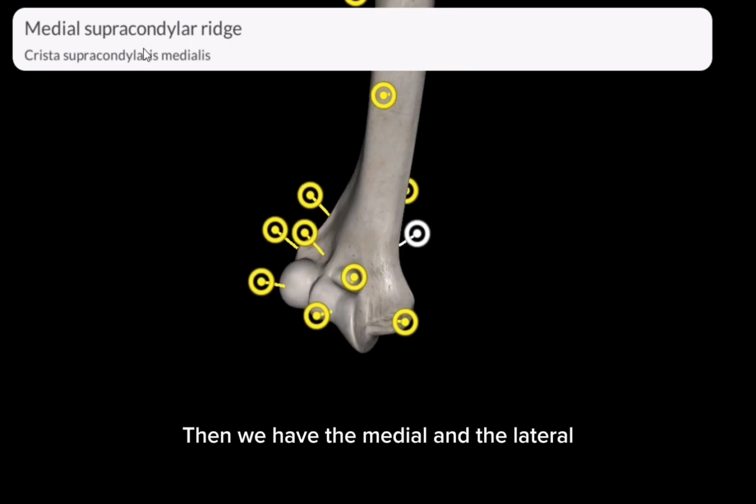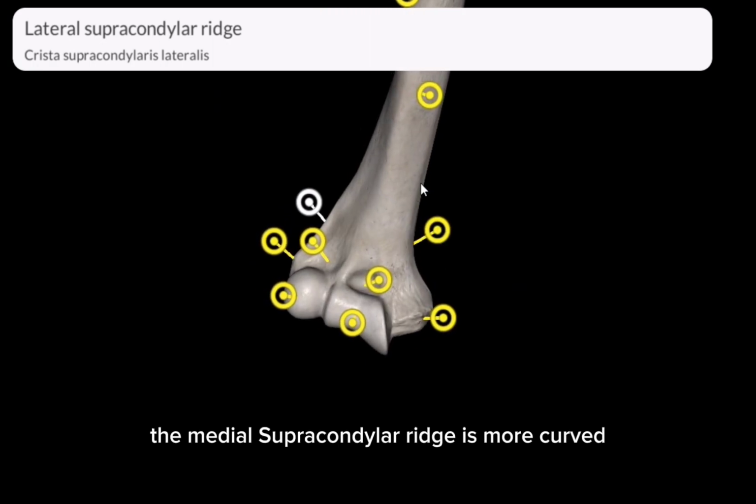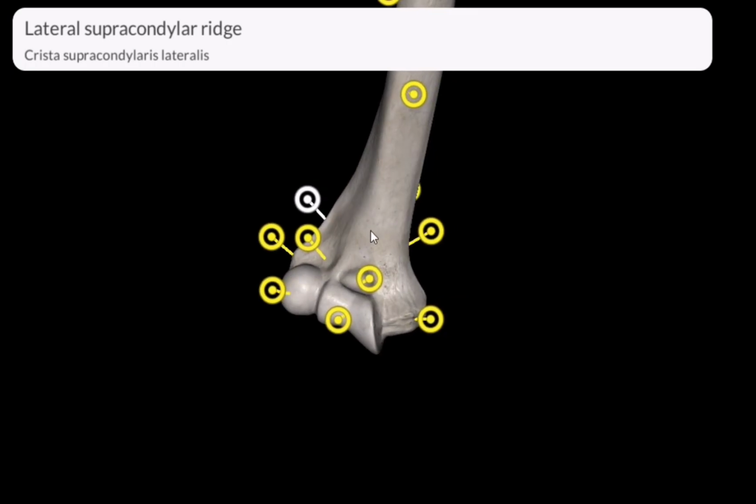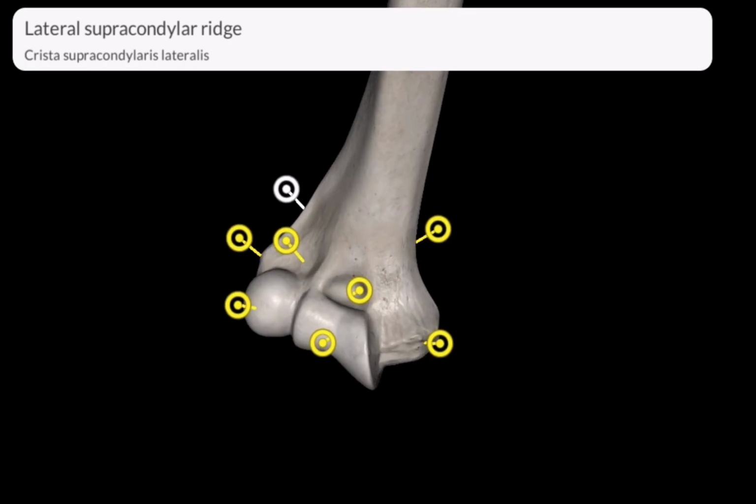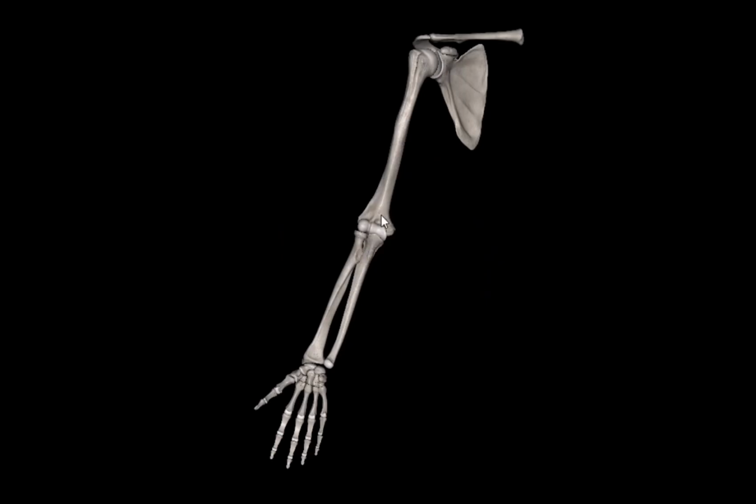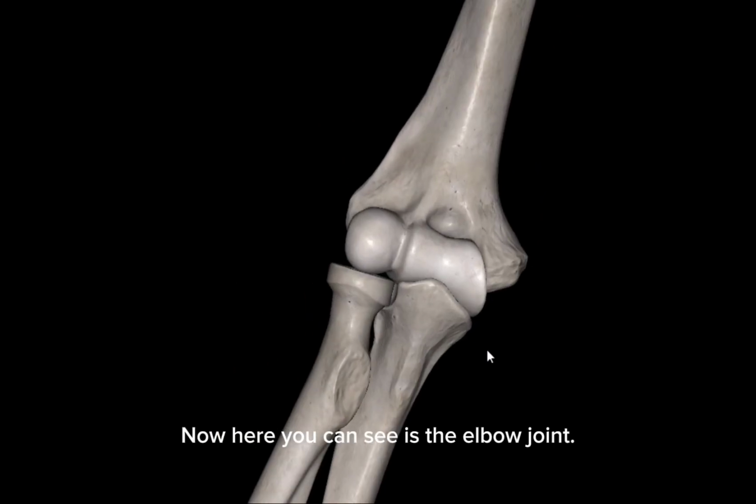Then we have the medial and the lateral supracondylar ridges. The medial supracondylar ridge is more curved as compared to the lateral supracondylar ridge. They provide attachment sites for various muscles and intermuscular septa. Now here you can see is the elbow joint.